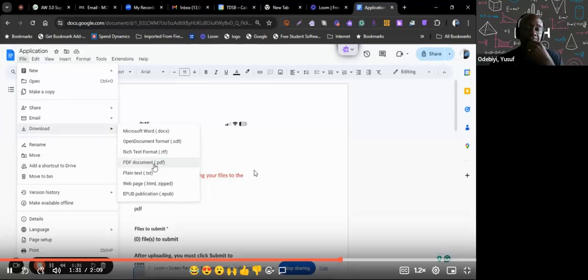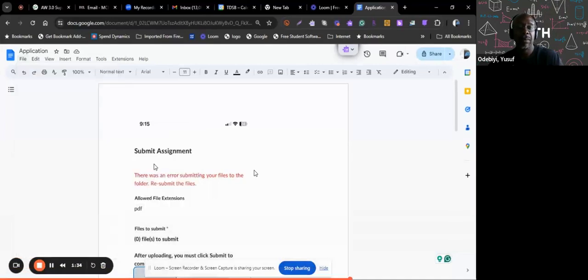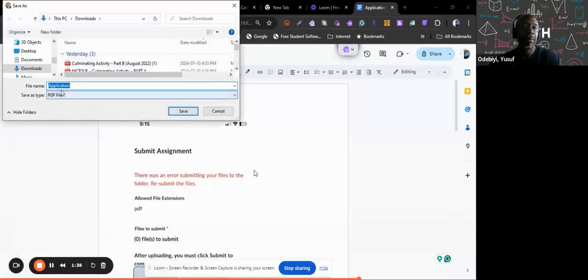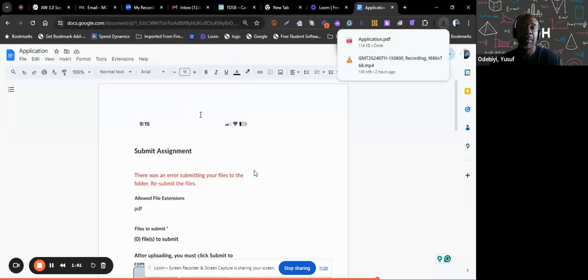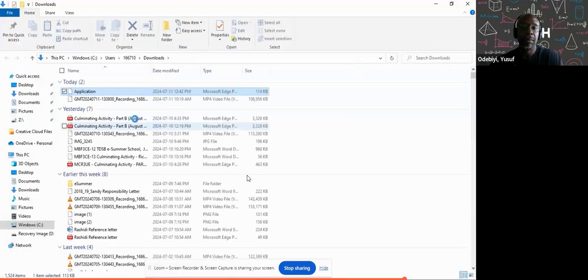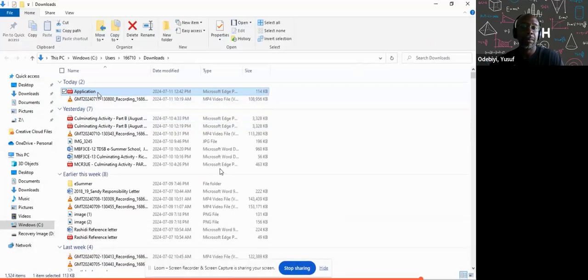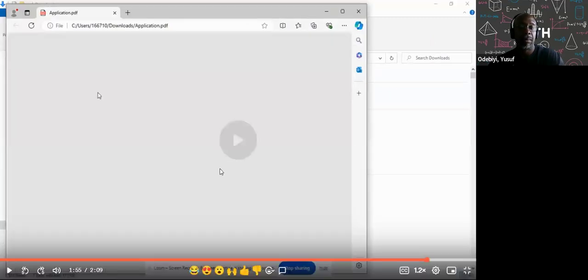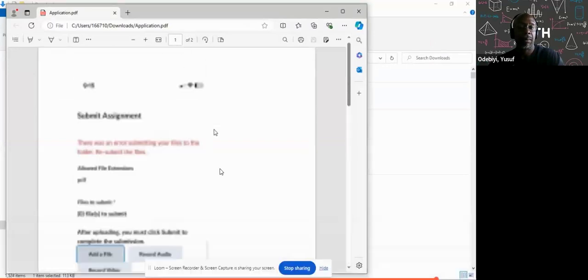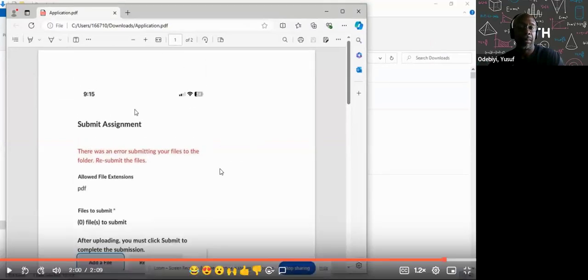So I click on Download PDF. Now my Google Doc is going to be downloaded as a PDF. Okay, so I have it there as a PDF. I go to where it is on my computer, and you can see there it is. I'm going to double click on it. Here's my PDF. Now you can submit that.